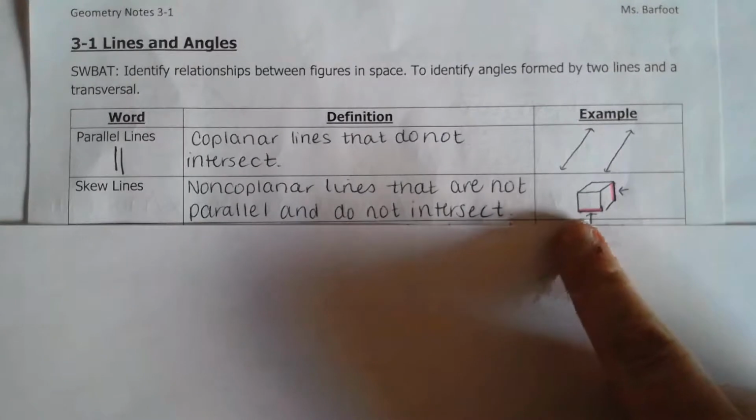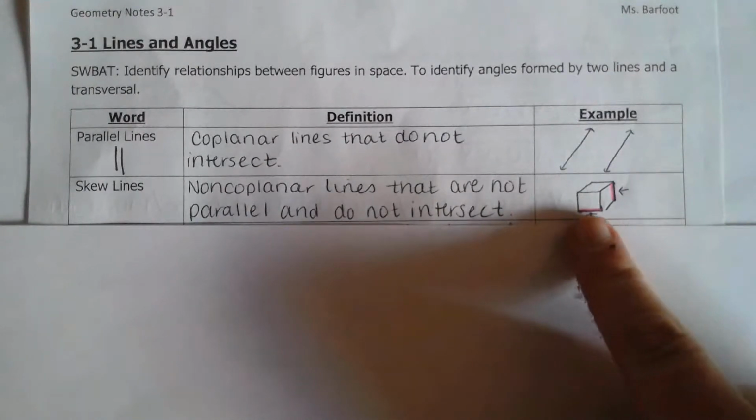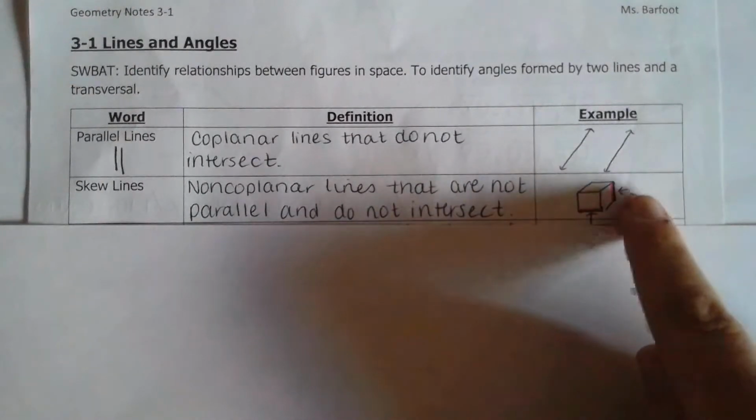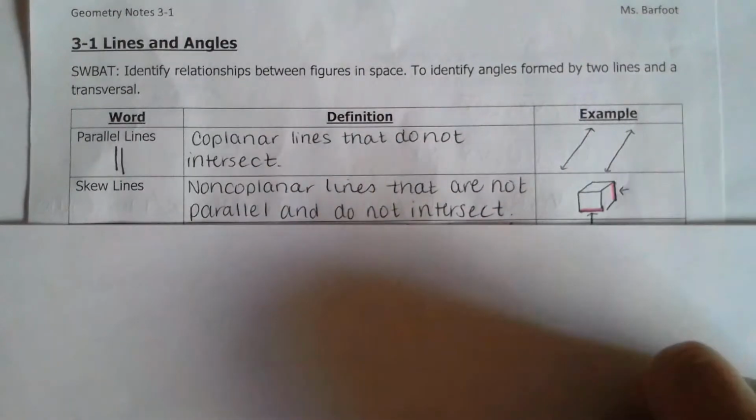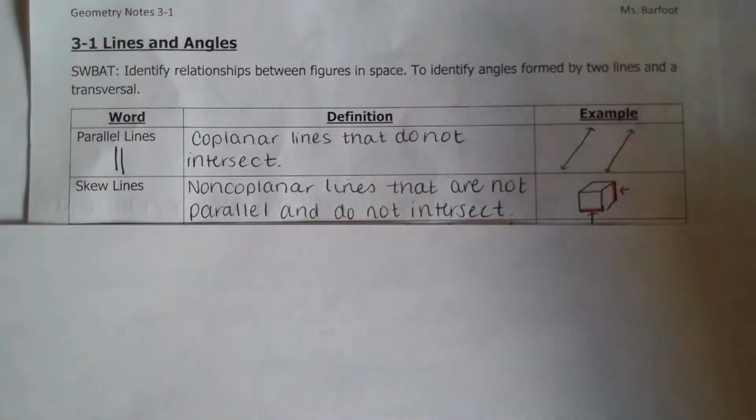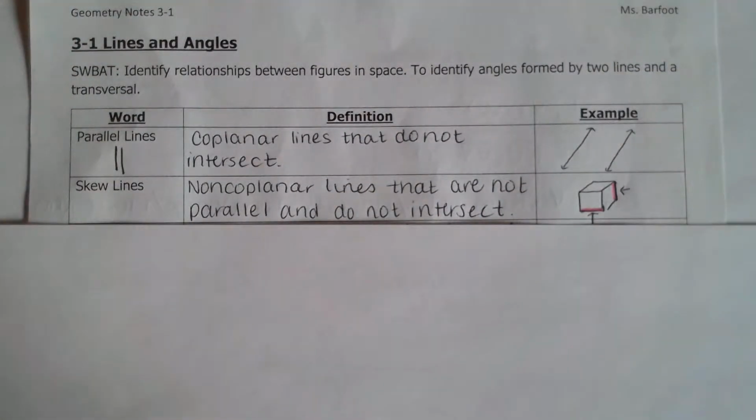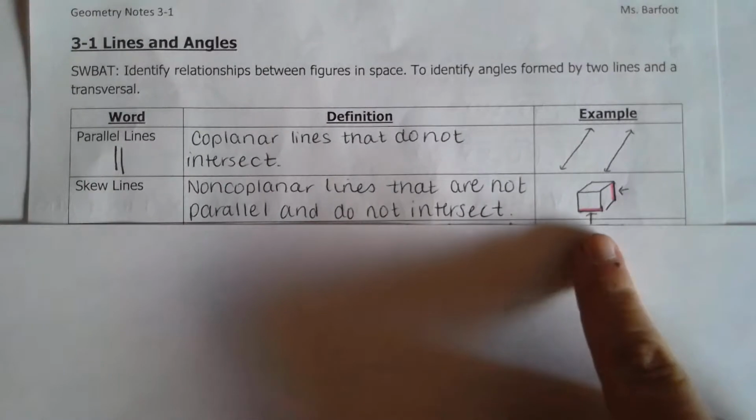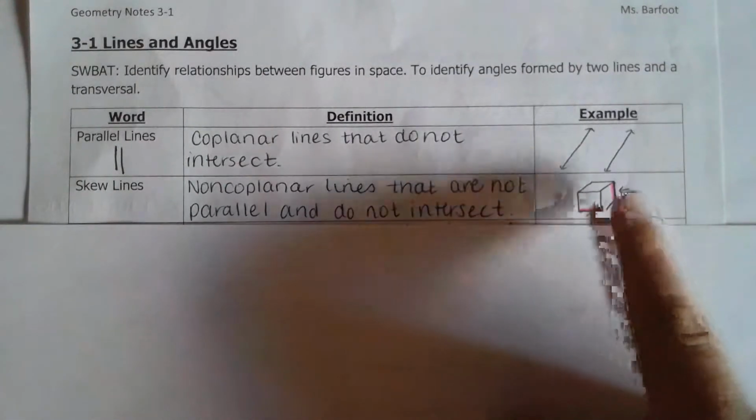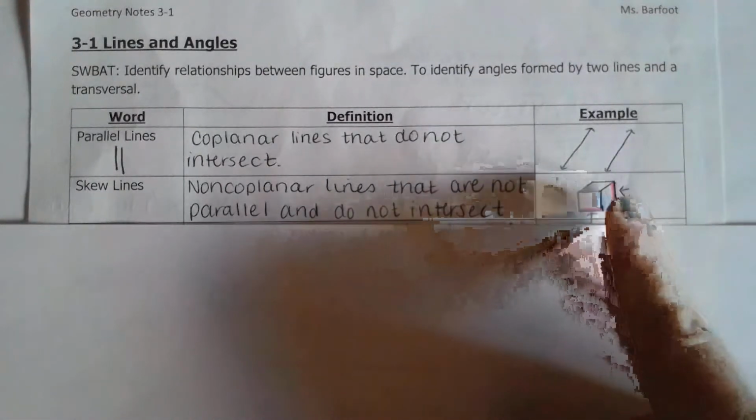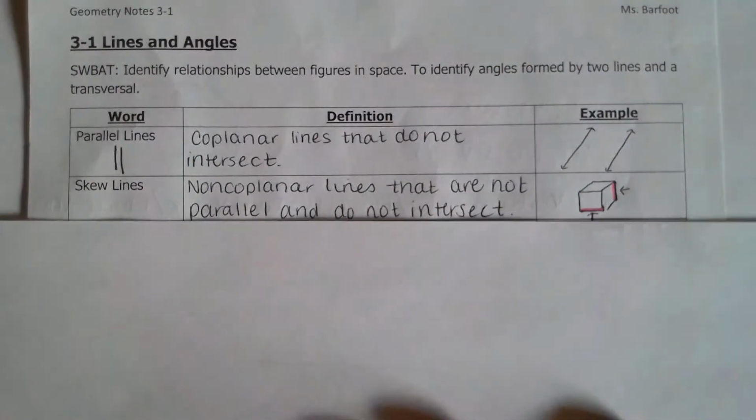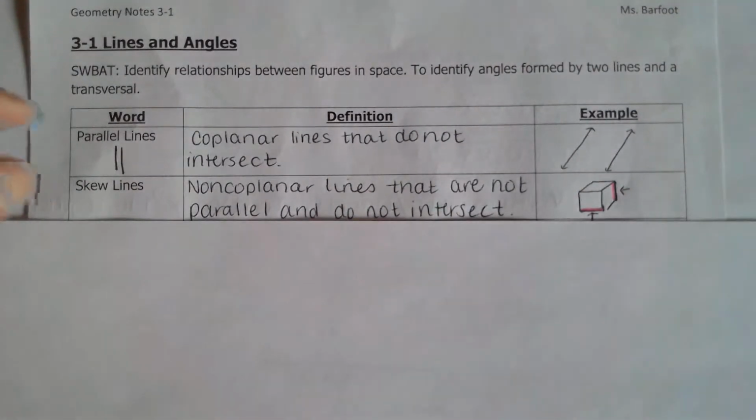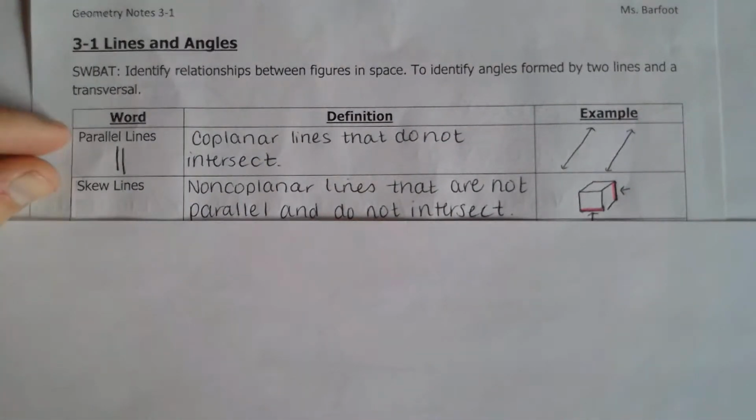So I've highlighted this front line here on the front of the box, and then this back line here. As you can tell, they're not parallel because they're not going in the same direction. One's going up and down, and one's going left to right. But they're also not going to intersect because one's on this plane and one's on this plane, and they will never touch. Please remember the difference between parallel and skew lines. You will be tested on this.